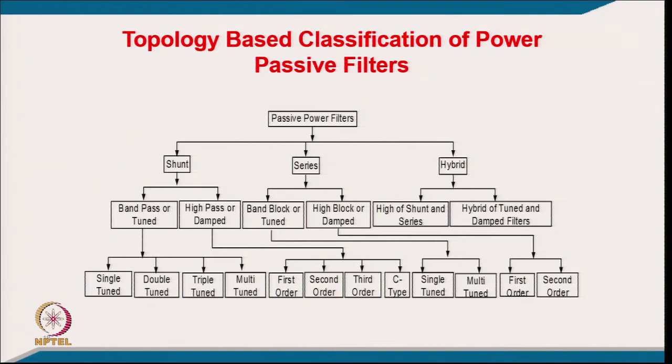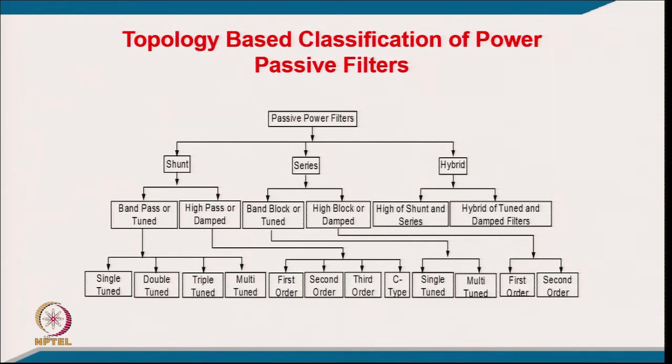There is another kind of shunt passive filter, which we call high pass or damp filter. Damp filter means it really damps out the higher harmonics. So, we have a lossy resistance element here, and it takes care of all higher order harmonics. A large number of higher order harmonics does not have too much energy or power associated.